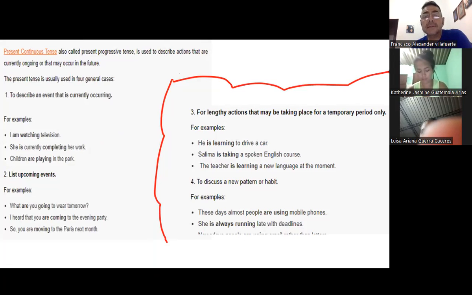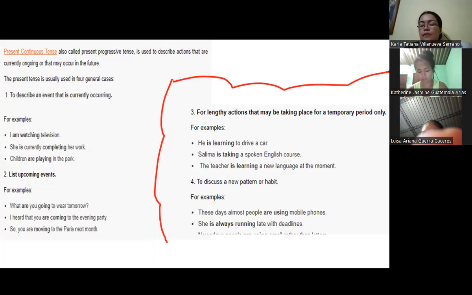For lengthy action that may be taking place for a temporary period only. For examples, he is learning to drive a car. Salima is taking a spoken English course. The teacher is learning a new language at the moment. Four, to discuss a new pattern or habit. For example, these days, almost people are using mobile phones. She is always running late with deadlines.